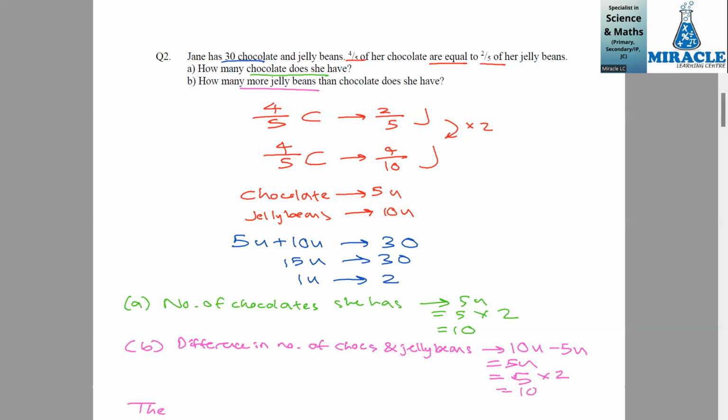So there are 10 more jelly beans than chocolates. And that is your final answer.